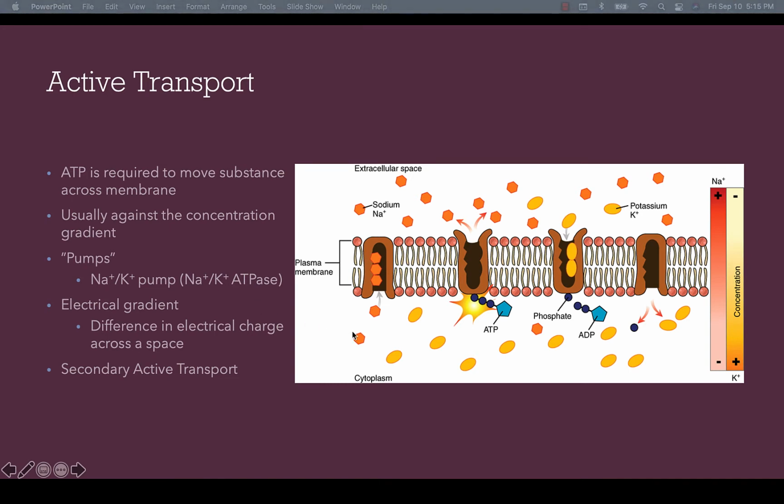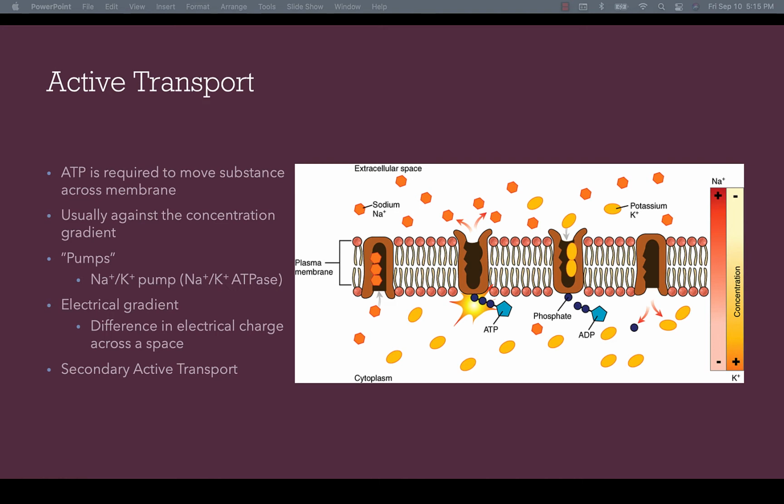The pump will constantly pump sodium ions out of the cell and pull potassium ions into the cell in order to maintain an electrical gradient across the membrane. And again, an electrical gradient is very similar to a concentration gradient, only it deals in charge. It's the difference of an electrical charge across a space. These pumps are very abundant in nerve cells, as they use electrical signaling to communicate all over the body.